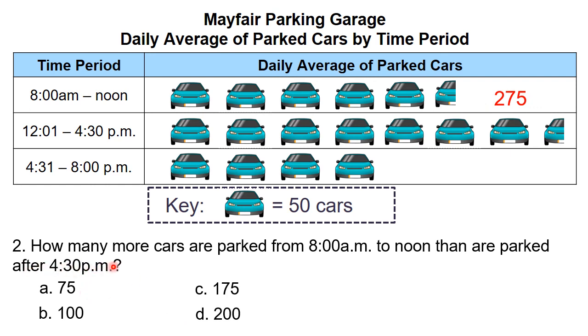After 4:30 p.m. So after 4:30 p.m. is this one here below. So 50, 100, 150, and 200. So we have 200. How many more cars are parked? So we subtract 275 minus 200. Our answer is 75. Did you get the same answer? Very good. Marvelous. Give a hand or a clap to yourselves.